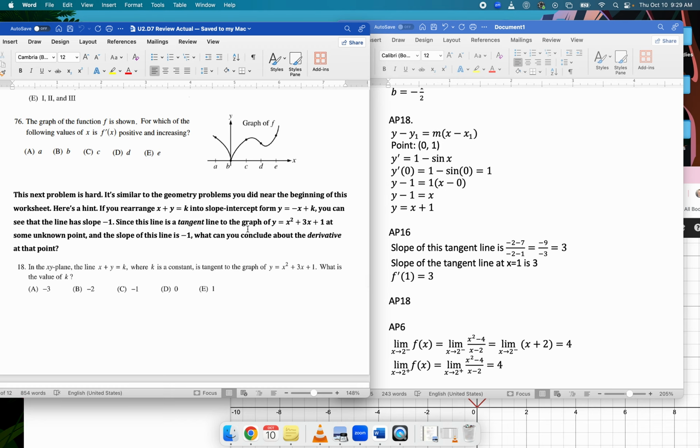76, the graph of the function is shown. For which of the following values are... It's kind of an old one. One is f prime positive and increasing.